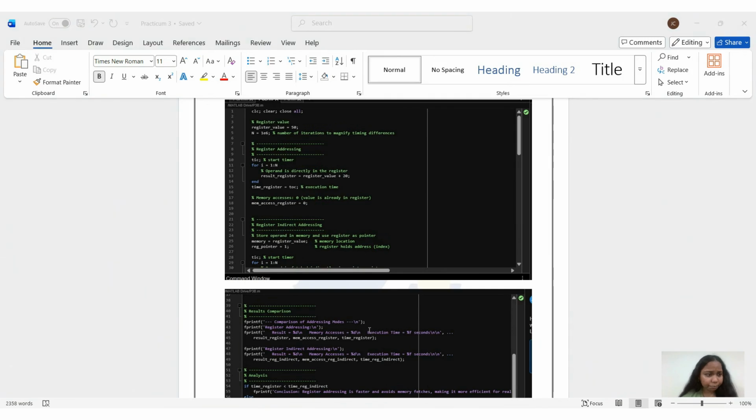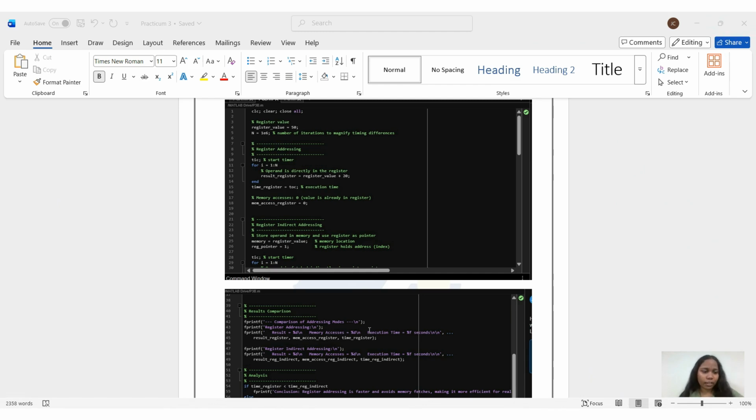question explains that in register addressing, the operand is stored directly inside a CPU register since it is internal to the processor and does not require external memory access. The number of memory accesses is zero. In the MATLAB program, this results in very low execution time and the classification as fast with less power consumption. Register addressing is highly efficient because registers operate at CPU speed and eliminate memory latency.